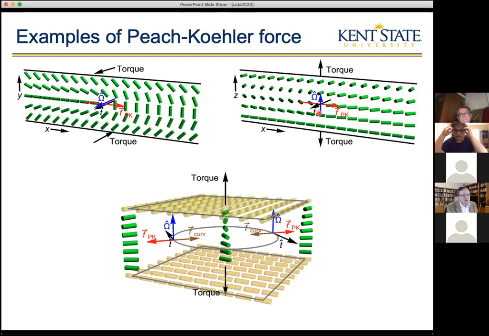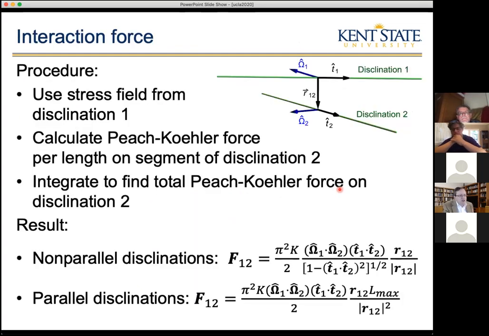Okay. This is something which was actually worked out by Kleman many years ago, but it's hardly ever been discussed in the liquid crystal literature. I was amazed to sort of rediscover it recently. Okay, so that makes a Peach-Koehler force on disclinations. One reason why that might be important to you, even if you are not twisting liquid crystal cells, is that there is an approach using this method to calculate interactions between different disclinations.